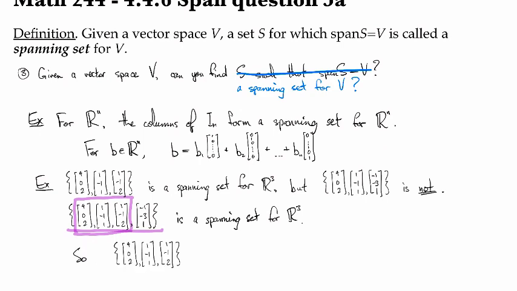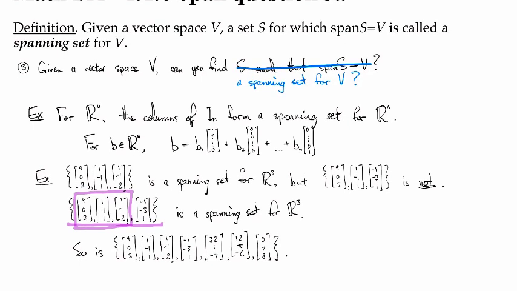So if I throw in a few more things, add on, let's see, this one, and this one, and this one, then this is also going to be a spanning set for R3. It's just got a whole bunch of extra junk in it. In the next section, when we talk about linear independence, we'll talk about how to get rid of extra junk. But for right now, it doesn't matter. It's just got to be sufficient for building everything in R3.